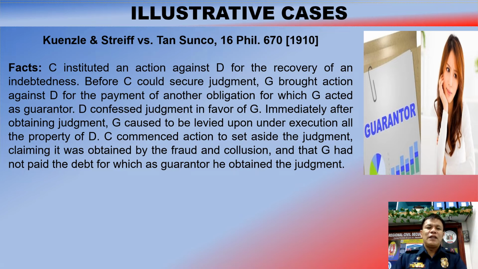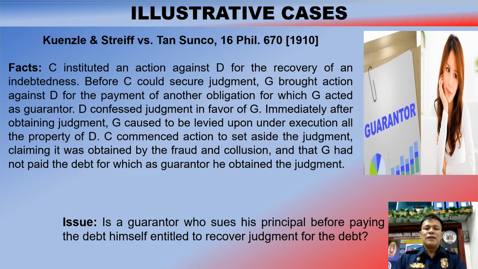Immediately after obtaining judgment, G caused to be levied upon under execution all the property of D. C commenced an action to set aside the judgment, claiming it was obtained by fraud and collusion, and that G had not paid the debt for which, as guarantor, he obtained the judgment. Issue. Is a guarantor who sues his principal before paying the debt himself entitled to recover judgment for the debt?